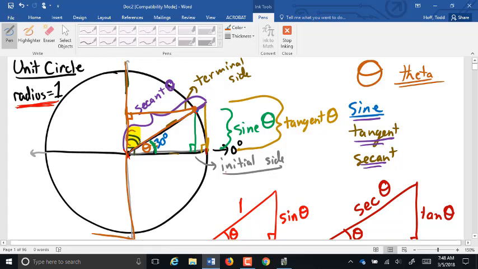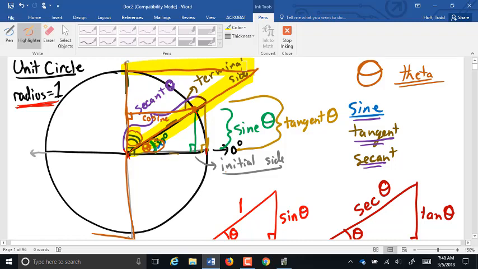When we have a co-function, we use this axis as the reference diameter now instead of the horizontal one, because this angle here is the complement of whatever this angle is here. Those two have to add to 90. So that would be a cosine. A cotangent would be this tangent up here. Cosecant is that secant there. So this is the cosecant, and this is the cotangent.